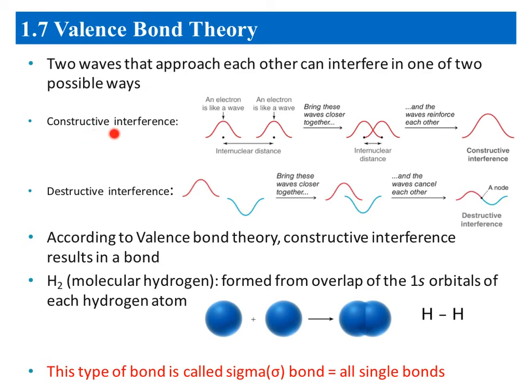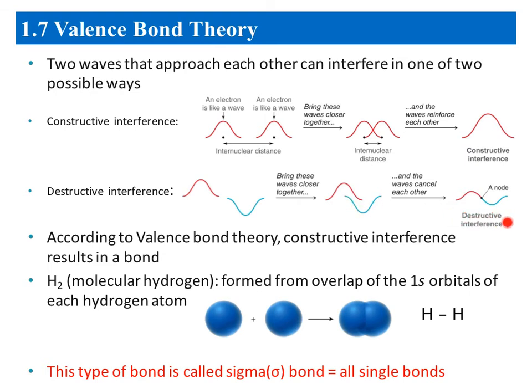It can be constructive interference, and that happens when 2 waves are coming close to each other and they have the same phase, or basically we call them in phase. Therefore, they will reinforce each other to make constructive interference. So the amplitude will be higher in constructive interference. In destructive interference, 2 waves come close to each other but they have different phases, or basically we call them out of phase, so they will cancel out each other.